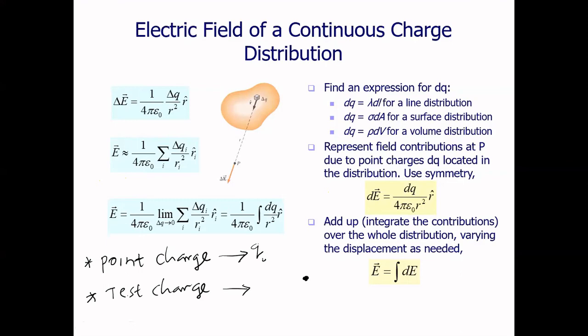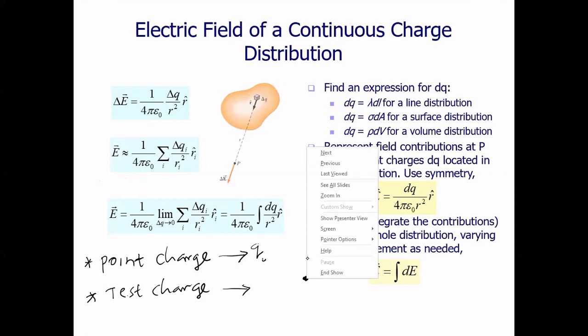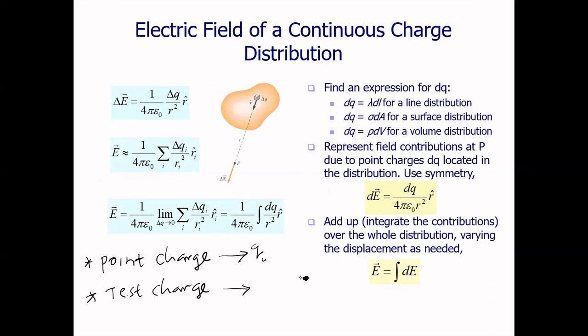In short, we are saying that a point charge is just a configuration of charge where all the charge is concentrated within a very small region of space. Okay, I like giving this example when I'm talking about that.